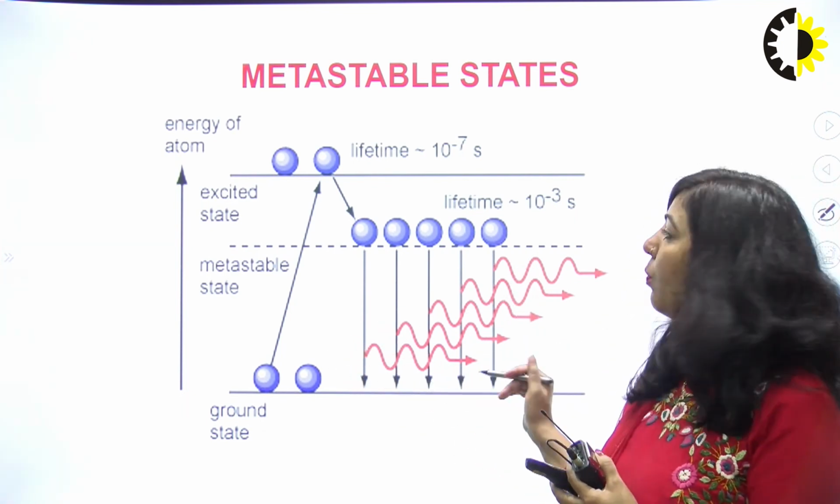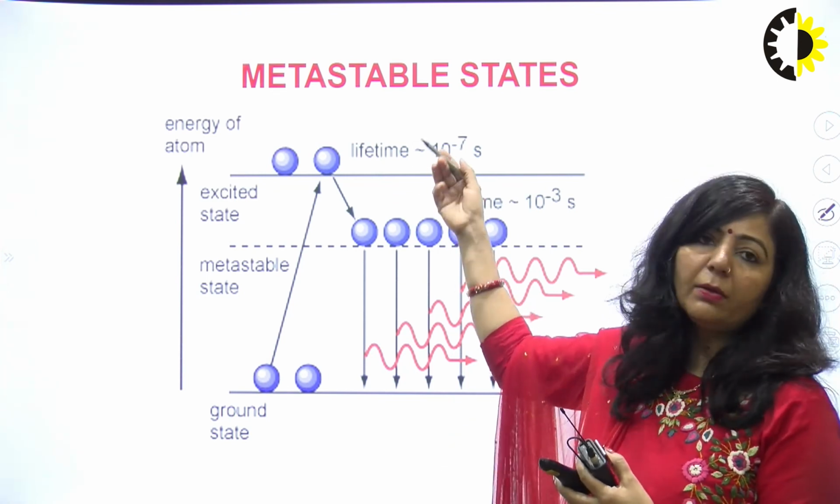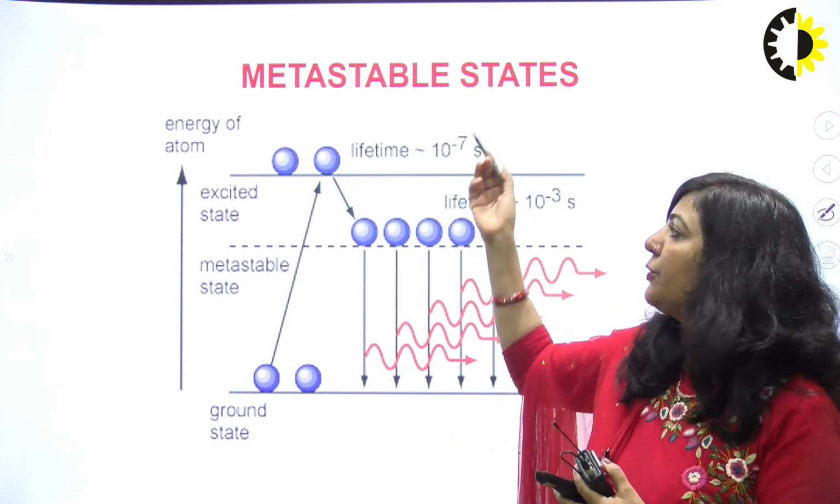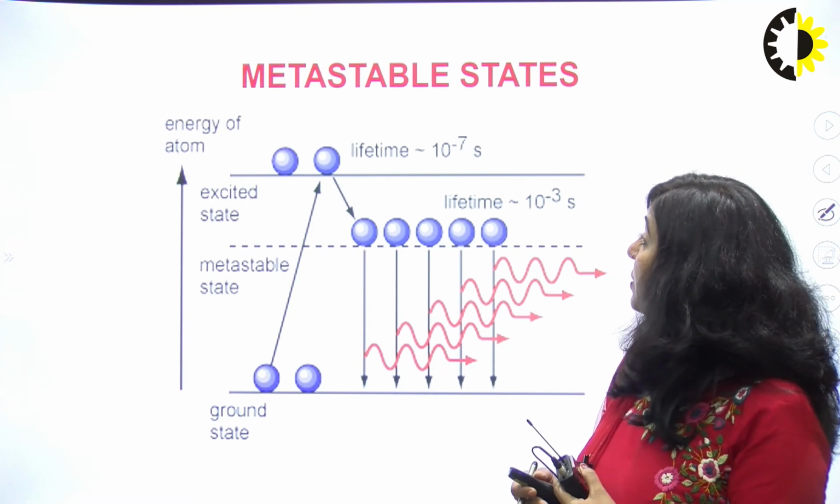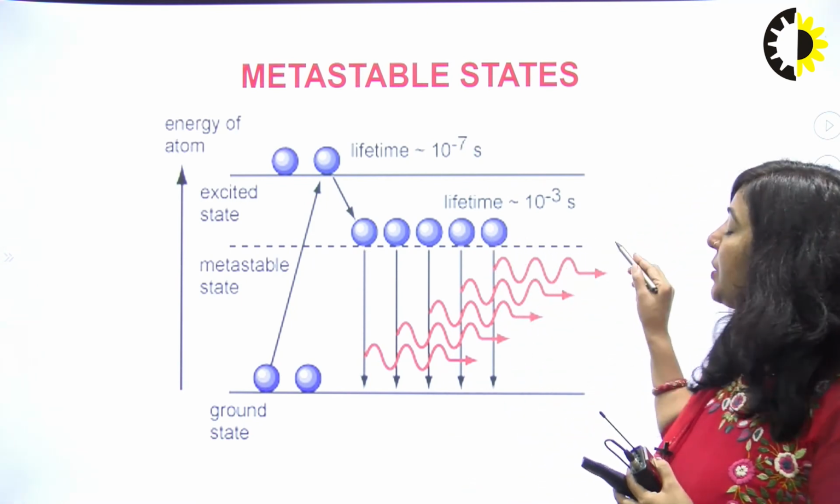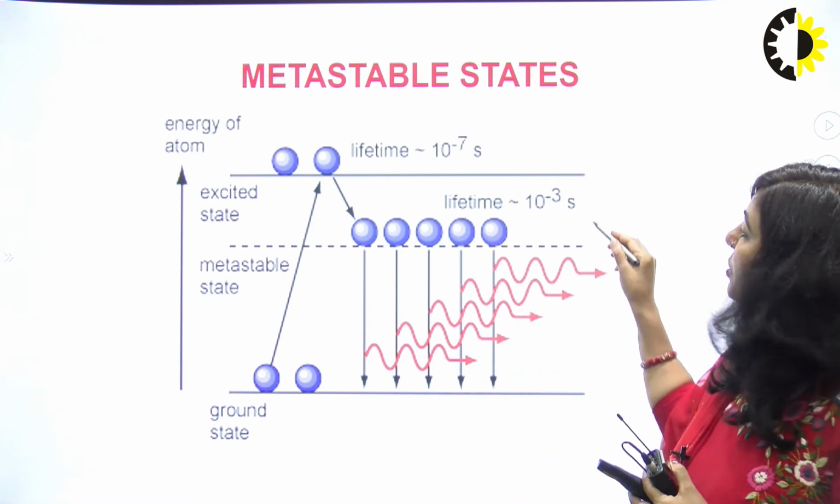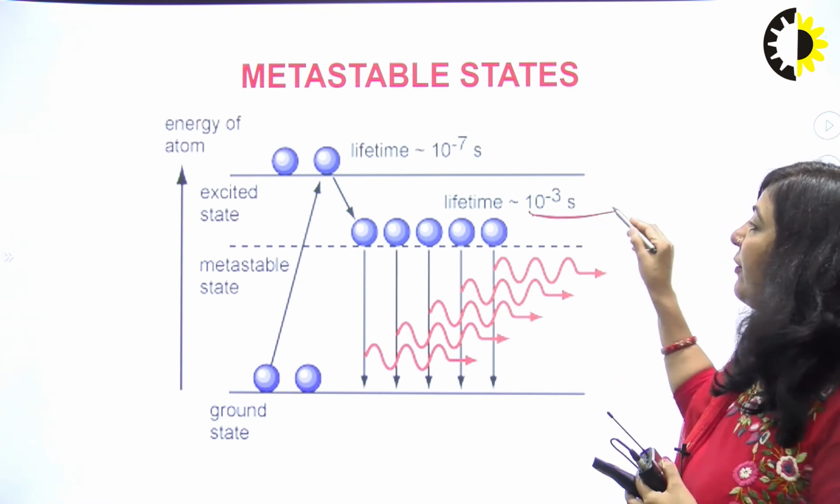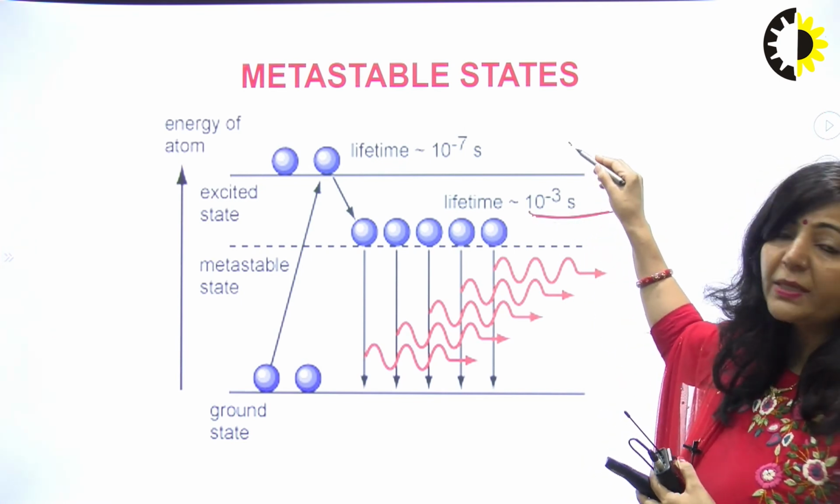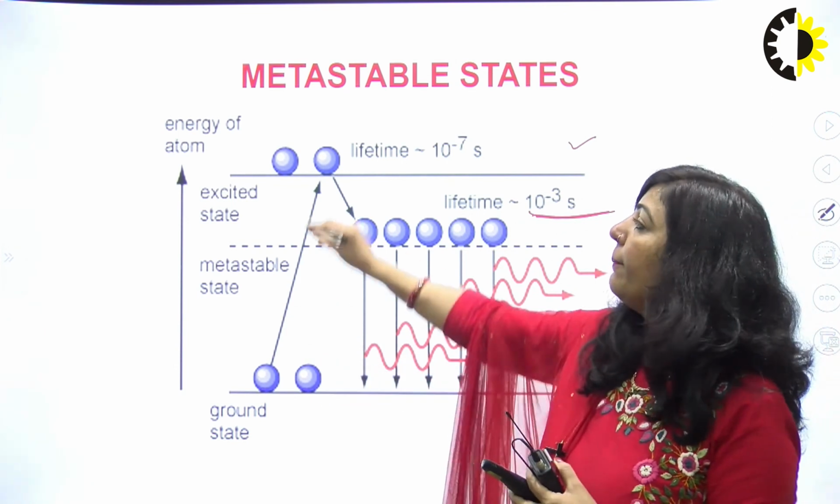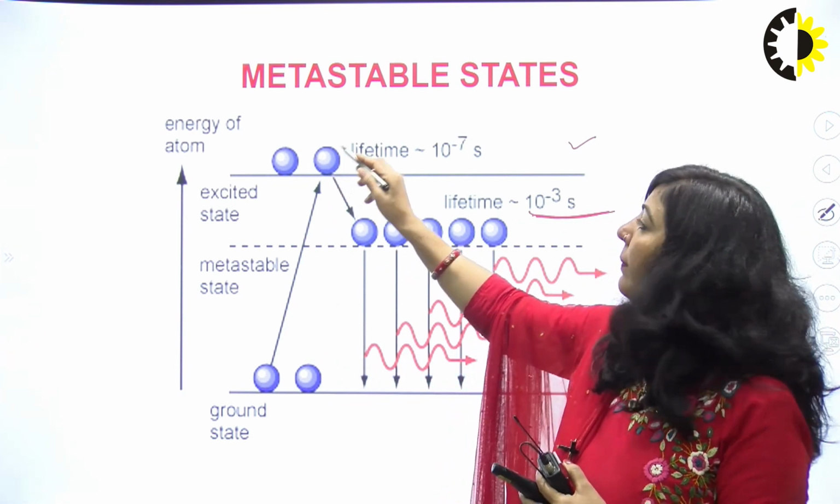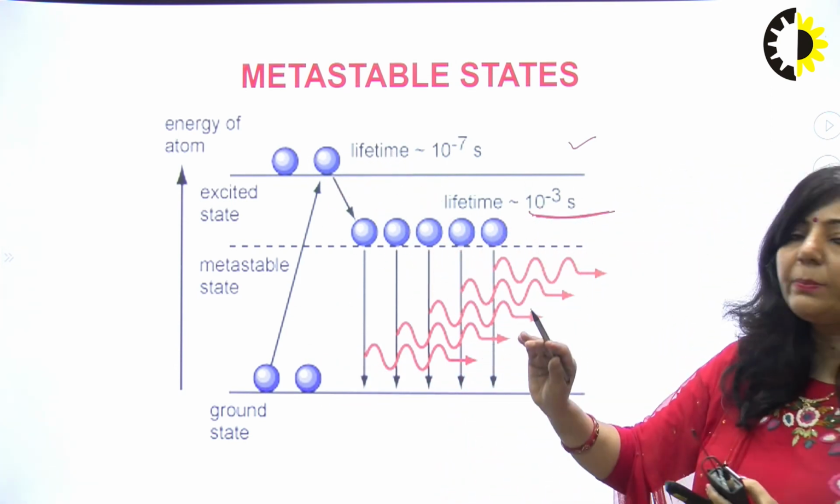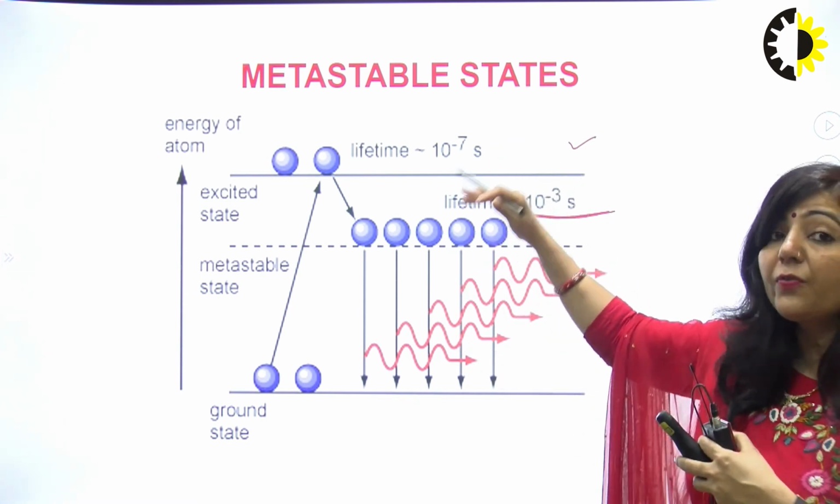Ground state, most stable. Excited state, roughly of the order of 10 raised to power minus 7 to 10 raised to power minus 8 seconds. Then this particular state, which is your intermediate or metastable state, has a longer lifetime as compared to the excited one. So from ground, pumped to excited, from excited they come down to metastable state, then they stay there for a longer time.